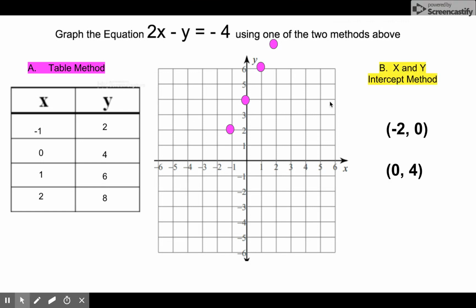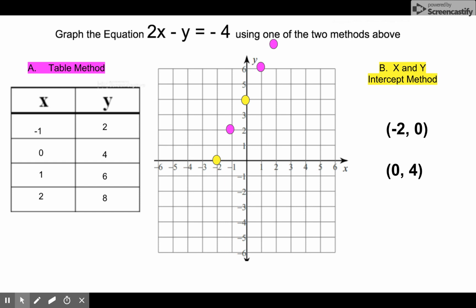Our intercept method was the second type of method we used. With that method, you just plot the intercepts to make the line. So we found these two before. If you plot -2, 0, that's right here. And if you notice, 0, 4 was on our table. So 0, 4 is right here.